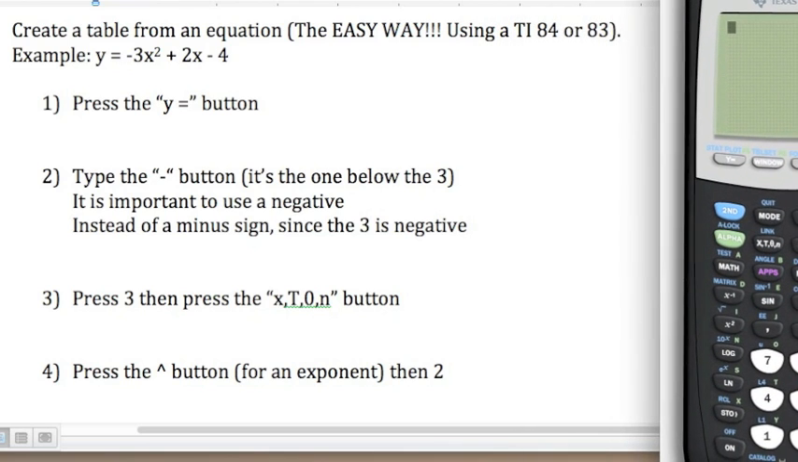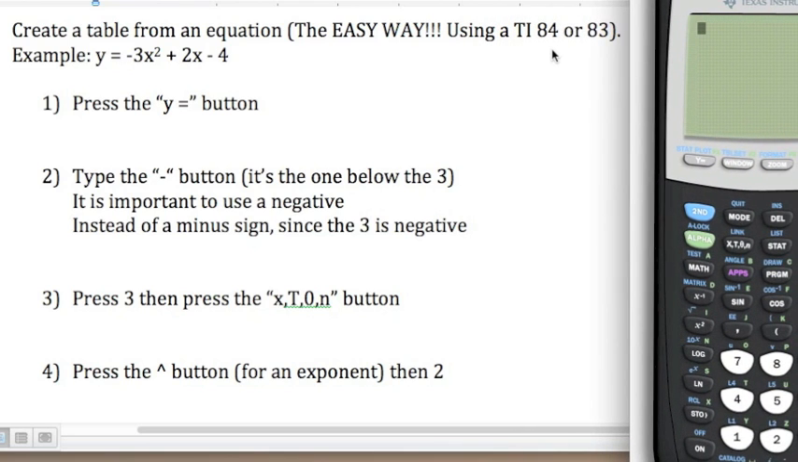All right, so we're on to our next step of what we're going to do today, which is to create a table, the easy way, using a TI-84 or 83 calculator. What you're going to want to do is open up your graphing calculator, or get it out, press pause, make sure it's up and running, and press play when you're ready to follow along with me.